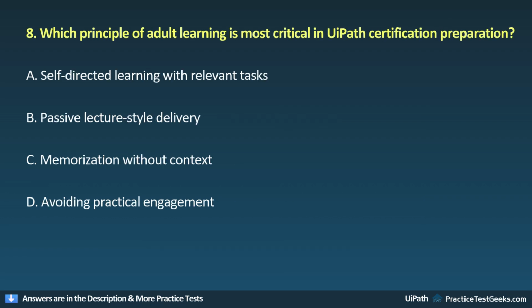8. Which principle of adult learning is most critical in UiPath certification preparation? A. Self-directed learning with relevant tasks. B. Passive lecture-style delivery. C. Memorization without context. D. Avoiding practical engagement.